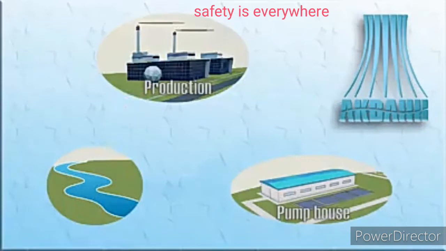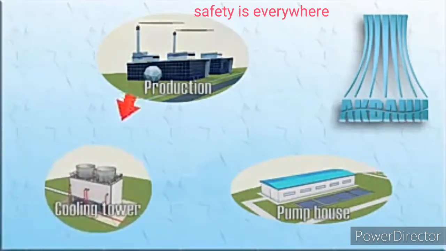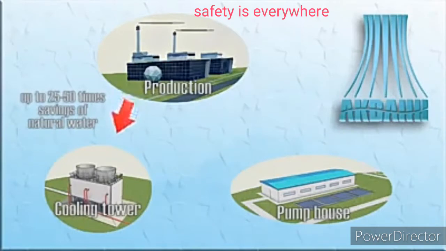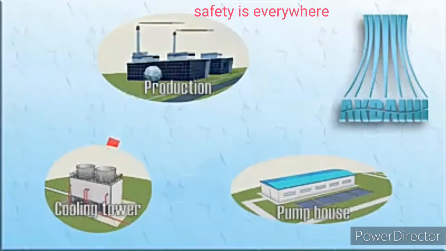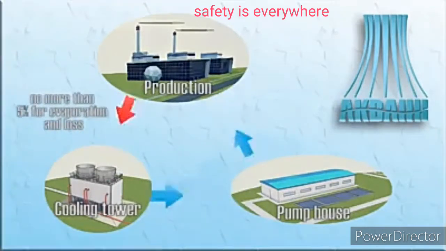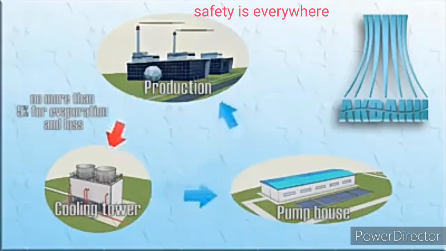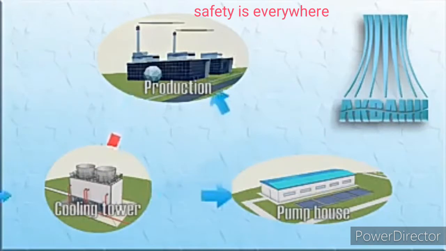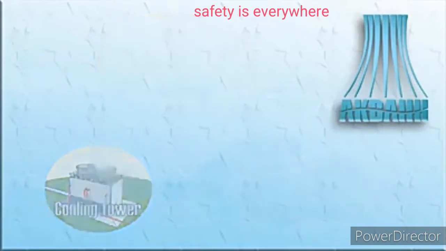The use of cooling towers saves natural water from 25 to 50 times compared with once-through cooling, and prevents thermal pollution of water bodies. After cooling, the main volume of recycled water is fed back into the process cycle. Usually no more than 5% of water is lost to evaporation, drip loss, leakage, and discharge into a blow-down system. Losses are replenished by fresh water makeup.